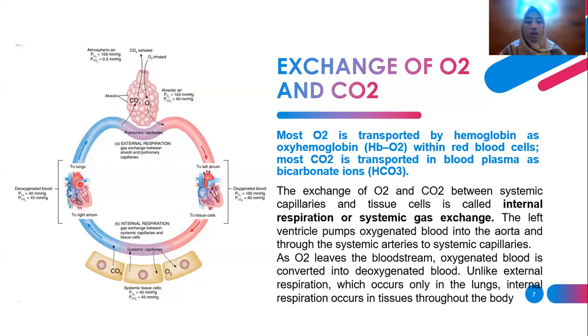The exchange of oxygen and carbon dioxide between systemic capillaries and tissue cells is called internal respiration or systemic gas exchange. The left ventricle pumps oxygenated blood into the aorta and through the systemic arteries to the systemic capillaries. As oxygen leaves the bloodstream, oxygenated blood is converted into deoxygenated blood. Unlike external respiration, which occurs only in the lungs, internal respiration occurs in tissues throughout the body.